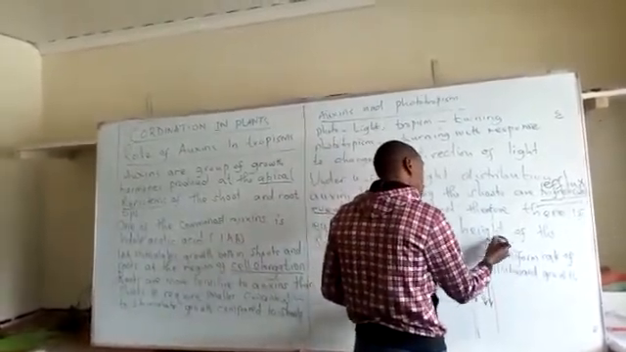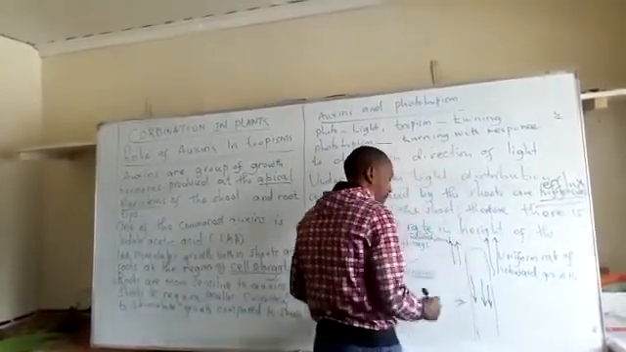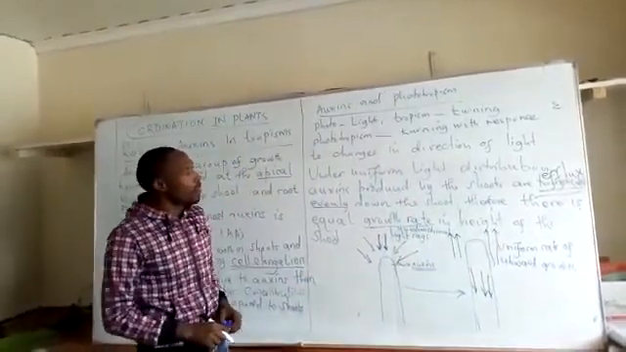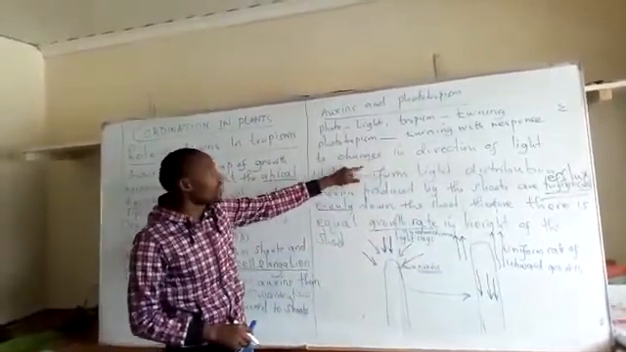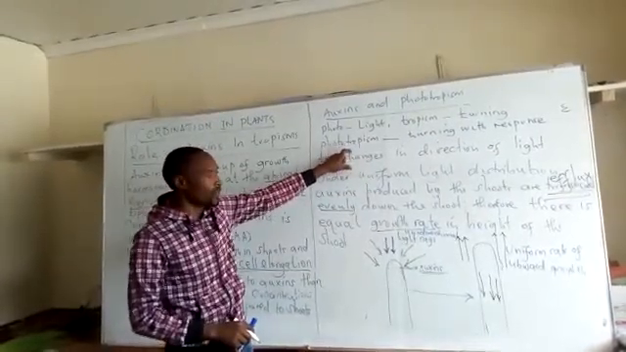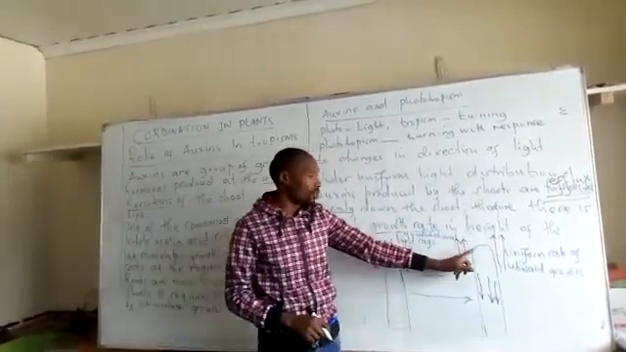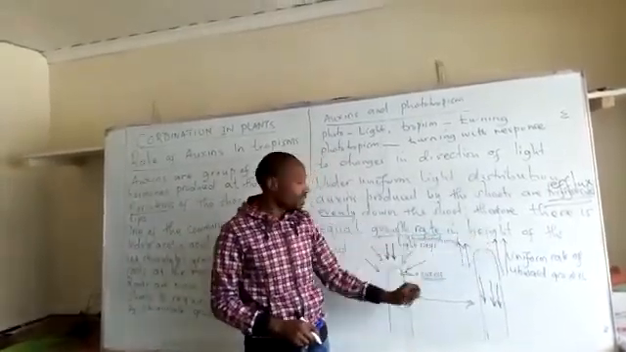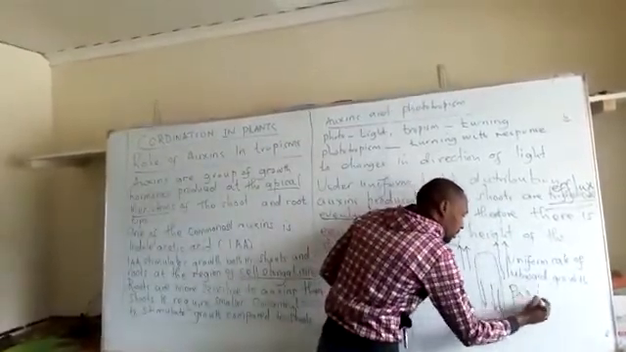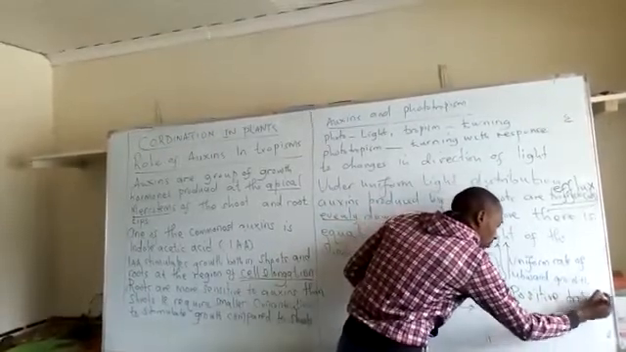It will continue growing up as the concentration of auxins continue increasing. So in this case, we realize that light has an effect on the movement of auxins. So for the shoot tip, it is likely to grow towards the direction of light. Such a response, we call it positive tropic response.